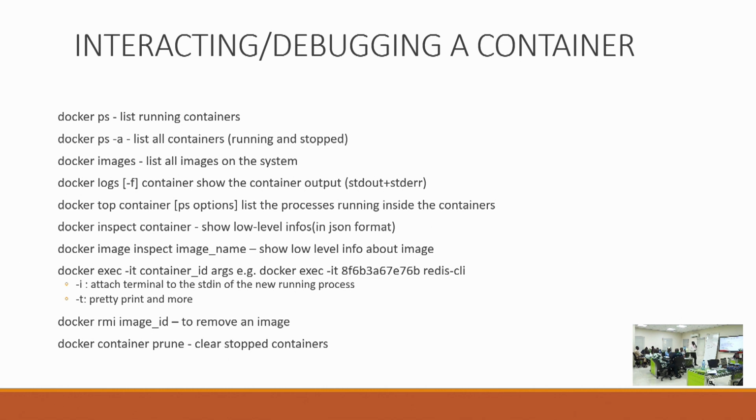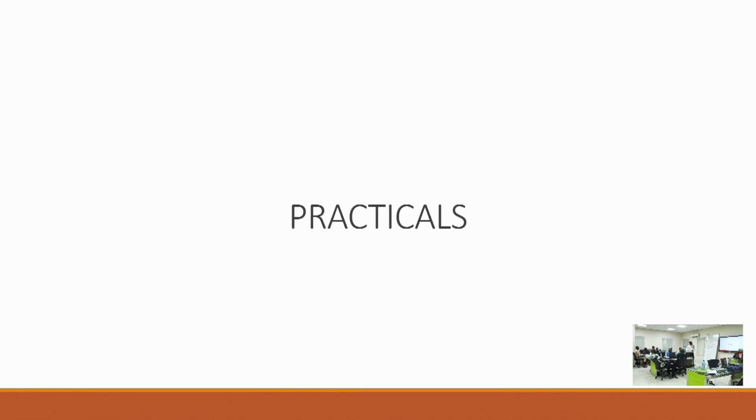To clear all stopped containers, you can use docker container prune. It will clear all stopped containers so you can free space on your system. And to delete all images, you can use this command. Docker system prune will remove all dangling and stopped images, volumes, containers, and networks from your system.